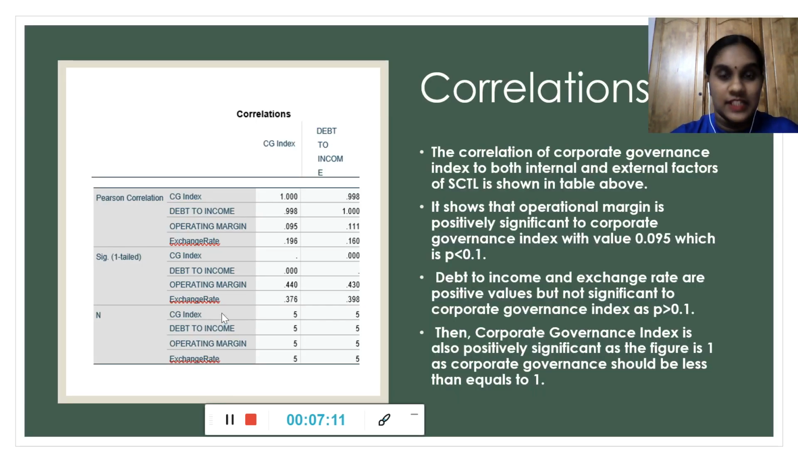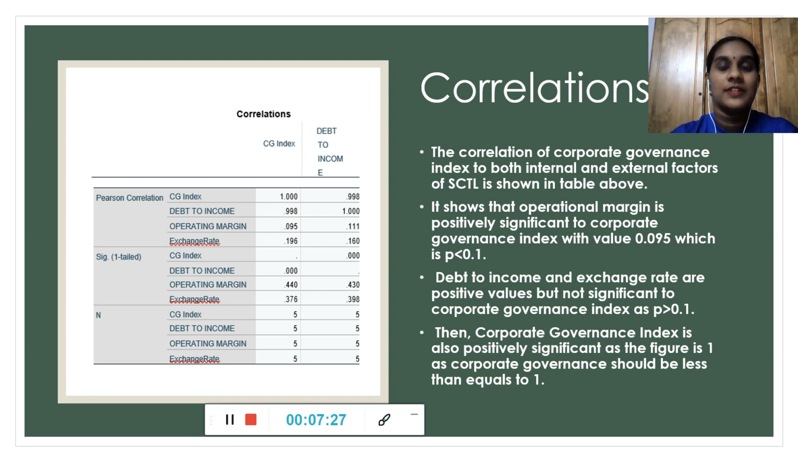Moving on to the correlations. My correlations are based on my model 1, which is the internal factor plus the specific factors. So in correlation, the correlation of corporate governance index to both internal and external factors of SCTL, which is a short form for Suncare Traders Limited, is shown in the table above.